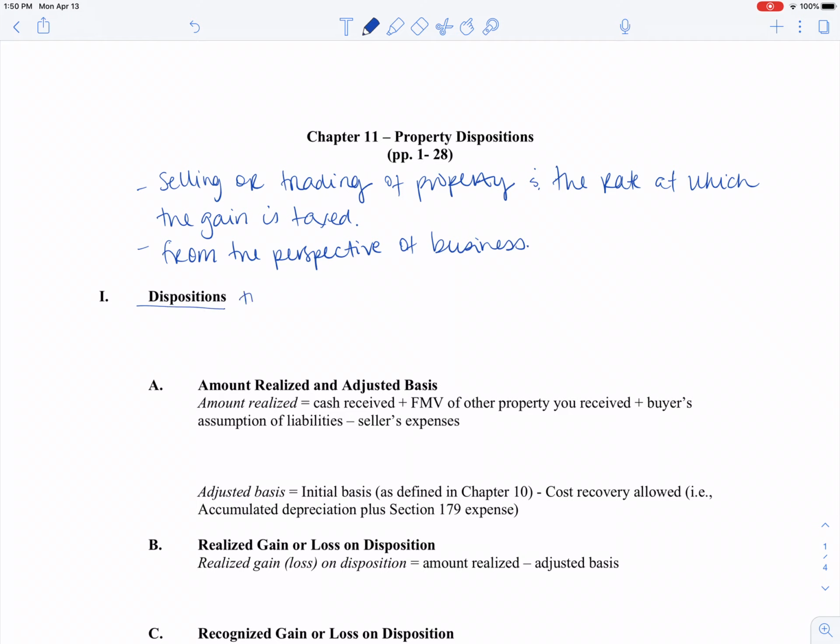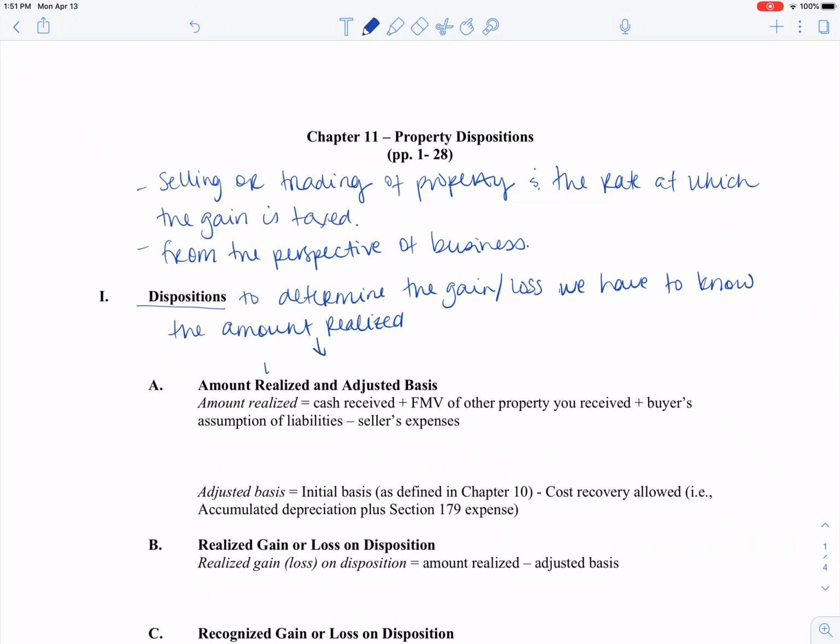To determine the gain or loss, we have to know the amount realized. And I think about the amount realized as what we get. So we have to know the amount realized and the adjusted basis.